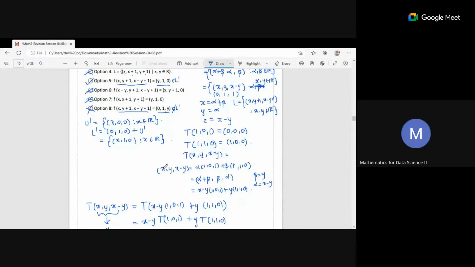Now you just equate it coordinate-wise. The first coordinate x is alpha plus beta, your y is beta, and x minus y is alpha. You don't have to worry about what alpha plus beta is. You just need alpha and beta here. So alpha is x minus y and beta is y. So instead of alpha you substituted x minus y, and beta is y. That's all. Okay, fine. Thank you.